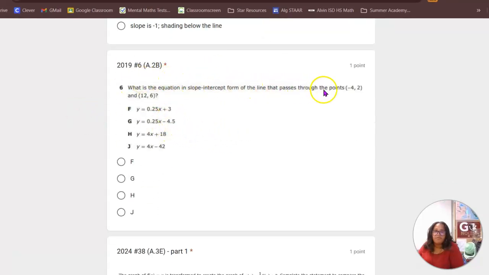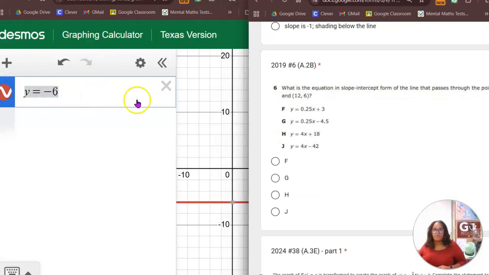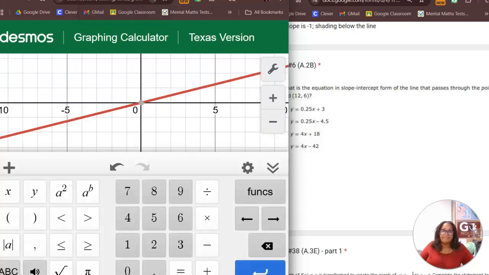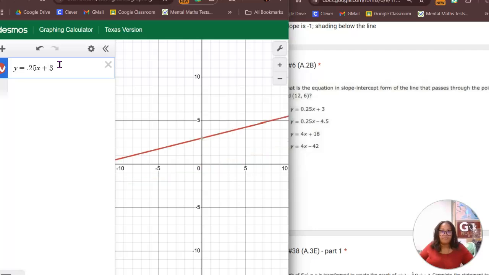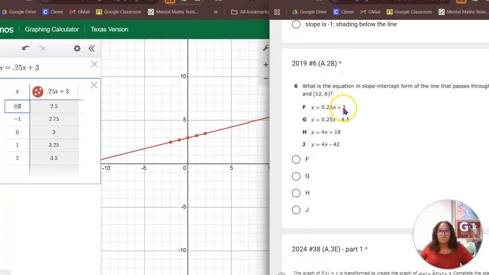What is the equation in slope-intercept form of the line that passes through the points -4, 2 and 12, 6? Always use Desmos for these. So come to Desmos, type them in, all 4. So I've got y equals 0.25x plus 3. Look at your table, click on the gear, and then table. Scoot it over just a smidge. And I need the points -4, 2 and 12, 6.